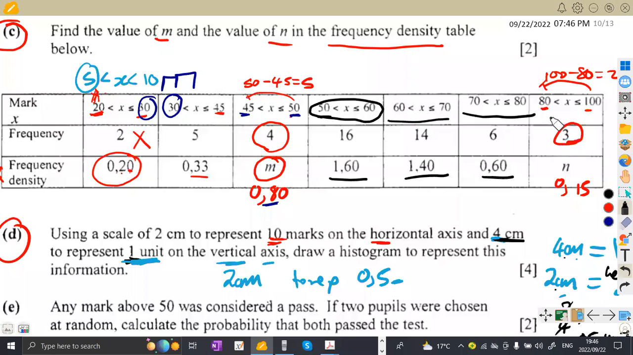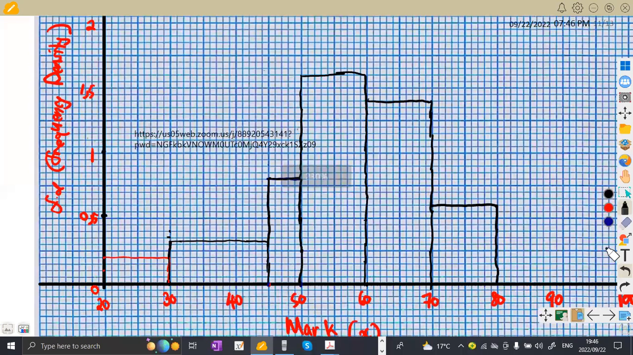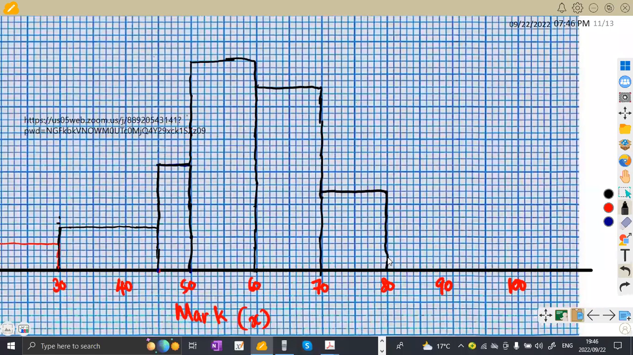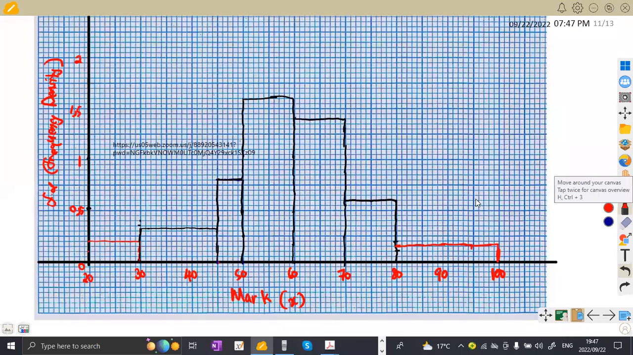Then the last class is 80 to 100 with 0,15. Okay, let me just try to adjust this side here. So this is 80 to 100. Remember we said this is our 0,1, box 2, this is 0,2. So 0,15 is in between 0,1 and 0,2. So something like this in between there, up to 100. So that is what you're going to have at the end, something of this nature.